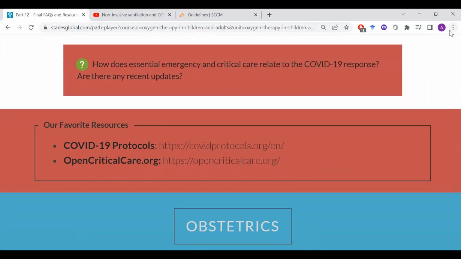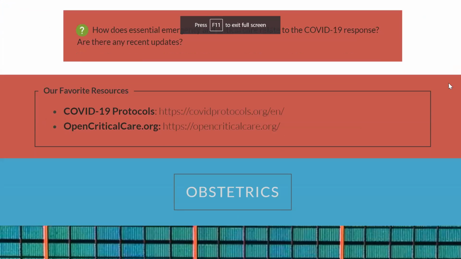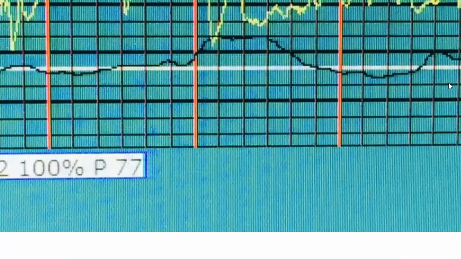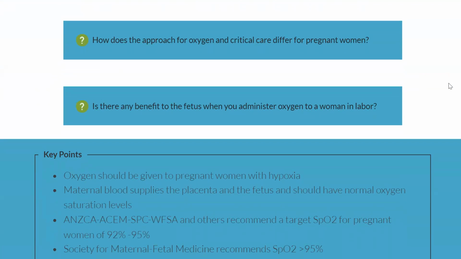How does essential emergency and critical care relate to COVID-19 response? During the COVID-19 period, we had a lot of critically ill patients and most of the ICUs were full. So understanding that critical care doesn't just happen in the ICU was important, so that you can set up centers or units outside the ICU that will still manage critically ill patients. For what I've discussed, these are the links to what was discussed above, so you can also have that in your free time.